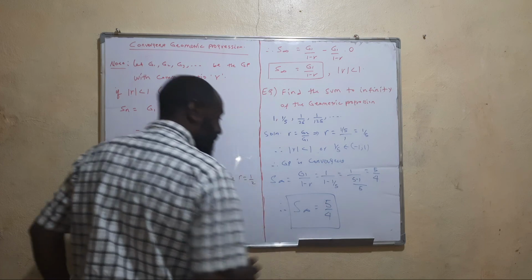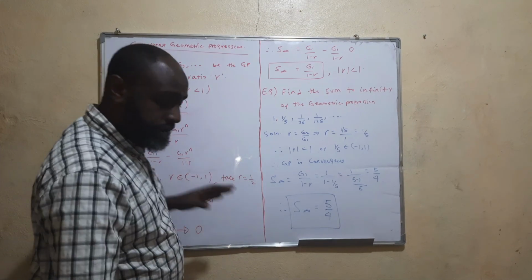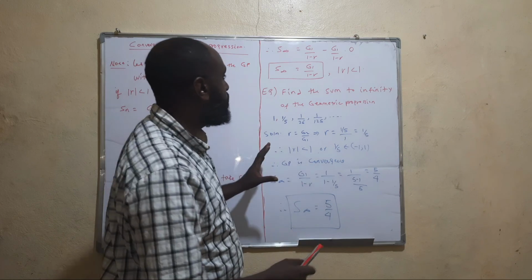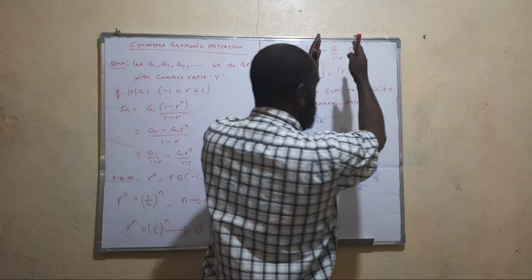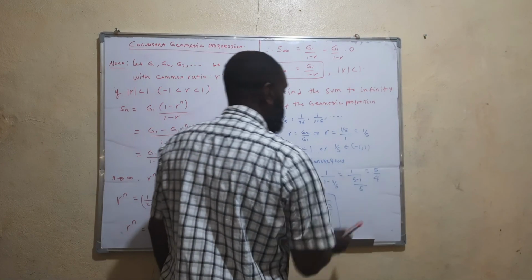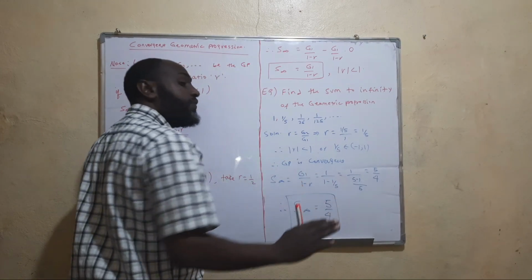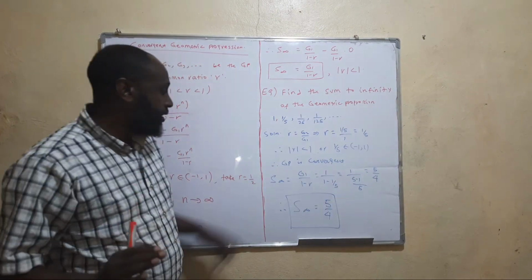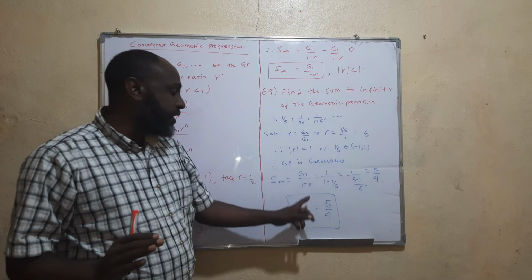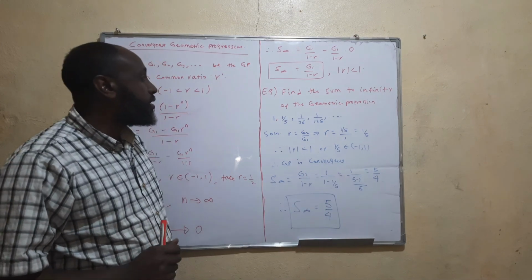Always what should be reminded is that if a certain geometric progression is given, and the absolute value of the common ratio R is less than 1, or R is in between minus 1 and 1, we call it a convergent geometric progression. Therefore, we can find its infinite sum in that case, which is given by G1 over 1 minus R. It's a matter of calculation. We can find the sum to infinity like this.